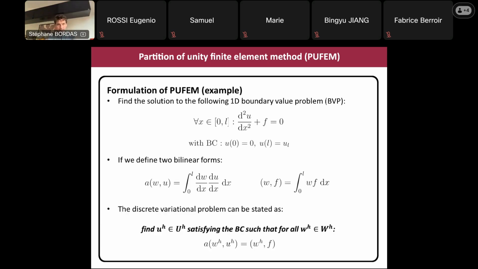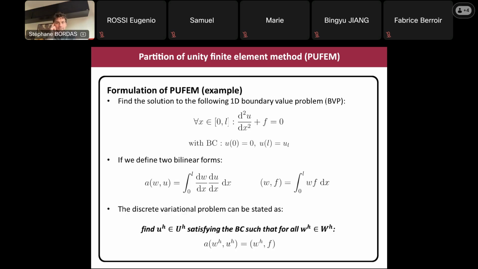Okay, so last time we did that, but for the standard finite element method. Now we're going to do it for the partition of unity enriched finite element method. So let's assume we have that equation, which we looked at many times. That's a 1D boundary value problem, which means nothing else but Laplace plus a body force. That means Poisson equation. And your boundary conditions are u of 0 is 0 and u of L is UL.